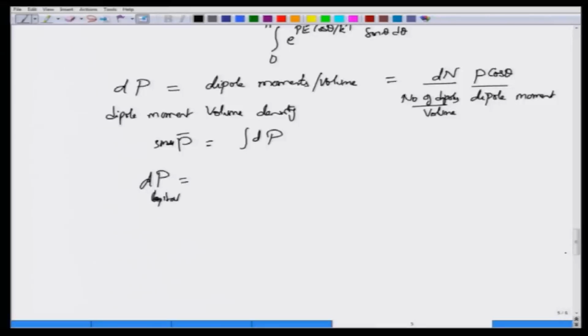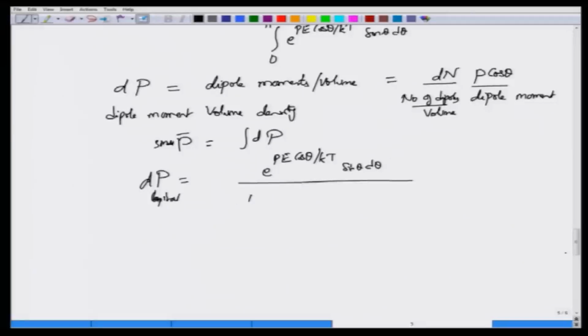So, dP is equal to dN into p cos theta. dN we have already written, which is e power P e cos theta divided by kT, okay, sin theta d theta, and there was a constant A here.